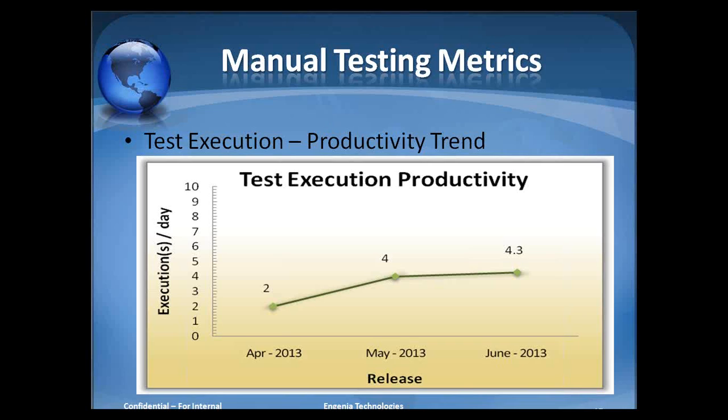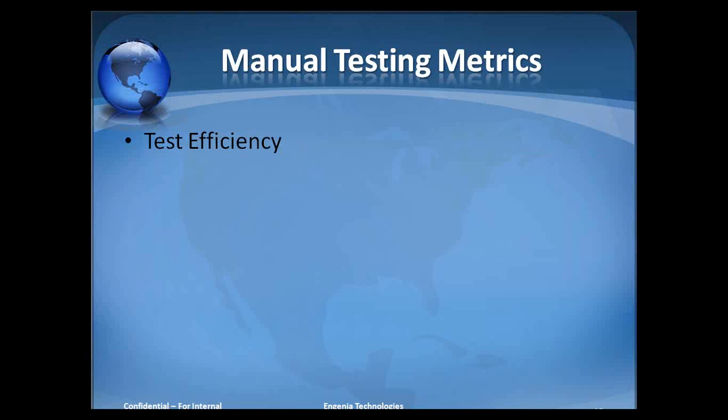Once we have this figure, we can compare it with the trend from the past quarter. For example, in the month of April, a person was able to execute only 2 test cases. Then in the month of May, productivity increased from 2 to 4 test cases, and in the month of June, the current month, a person is able to execute 4.3 test cases. So this is a very important metric, and it works wonders in most of the countries and companies where I've seen the implementation.